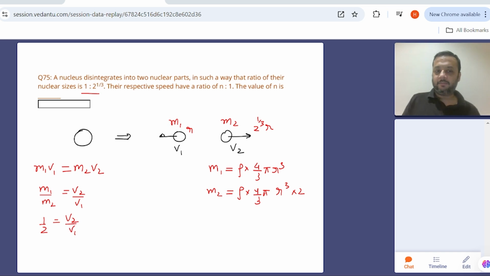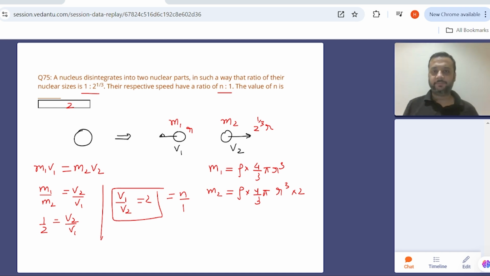That is v2 by v1. But we have to find the ratio v1 by v2. So v1 by v2 will actually be equal to 2. And hence the answer: the ratio of the speed was given as n is to 1, so we can say that n is equal to 2 for this question.